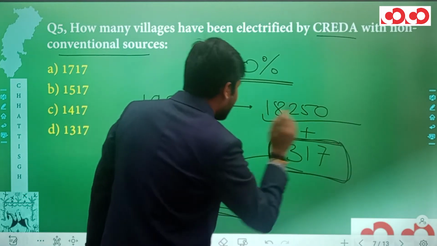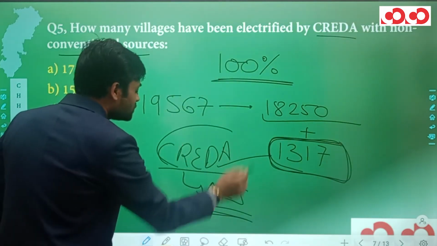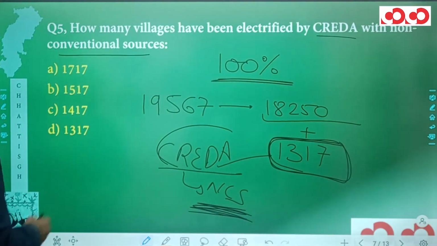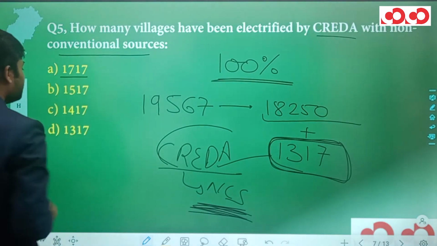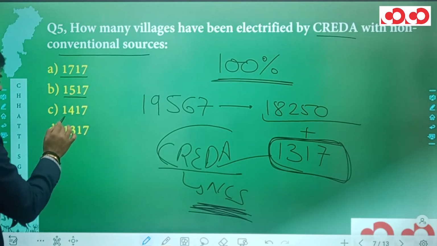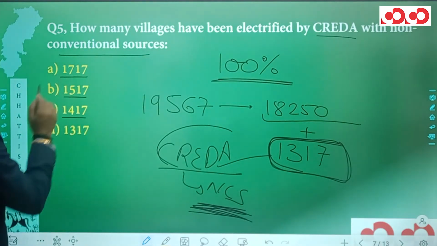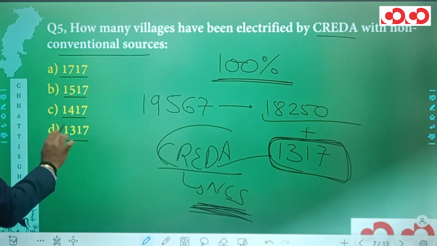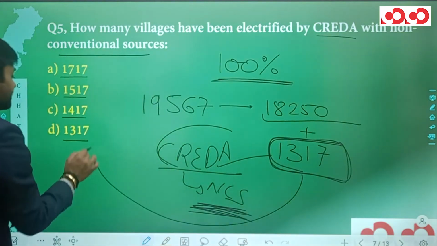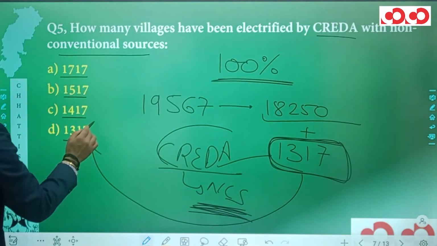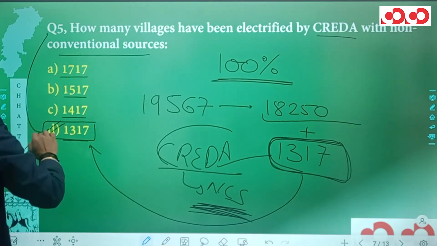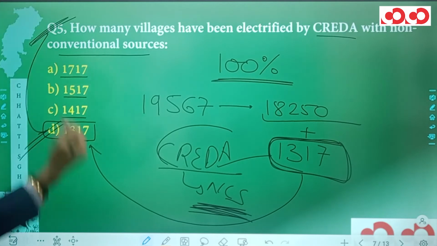1,317 villages have been electrified by CREDA using the non-conventional sources. Now looking at the options, in option A we have 1717, in option B we have 1517, in option C we have 1417, and finally in option D we have 1317. We know that 1317 is the correct answer, which is mentioned in option D, and hence option D is going to be the correct option for our fifth question.